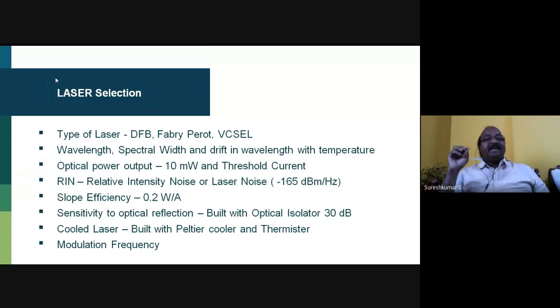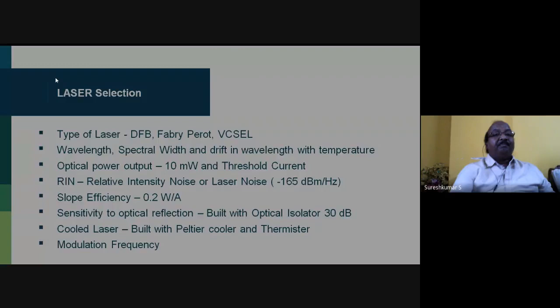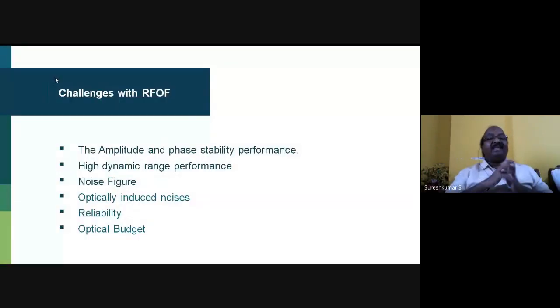Then lasers, whether cooled or uncooled, you have to decide, and whether the laser could modulate your desired frequency range. Now, switching to challenges, this is an important thing. What are the challenges in using RF over fiber?